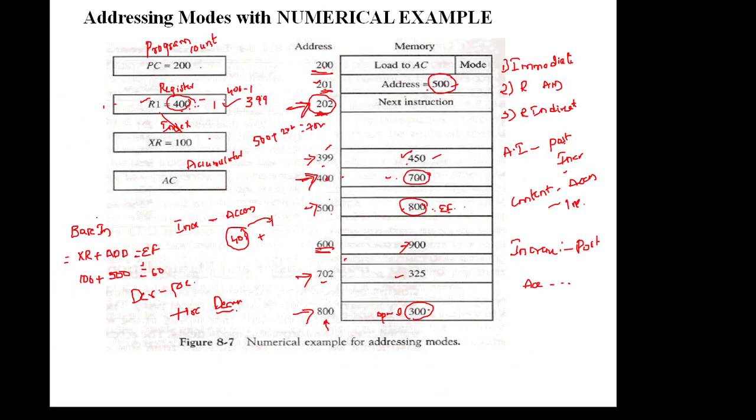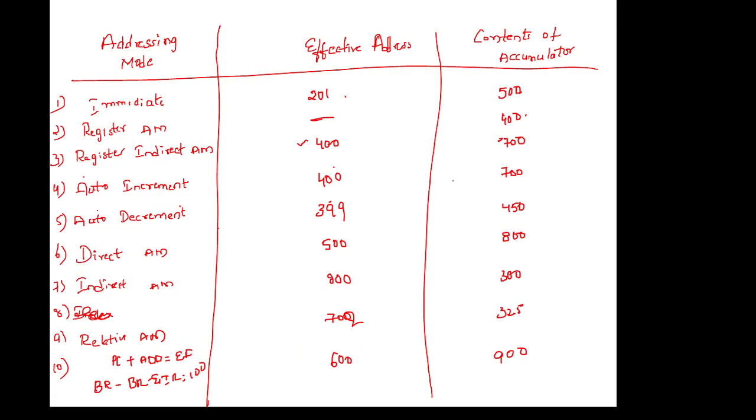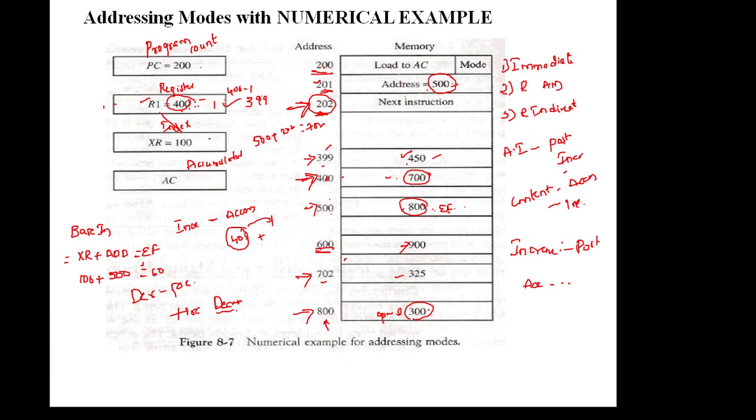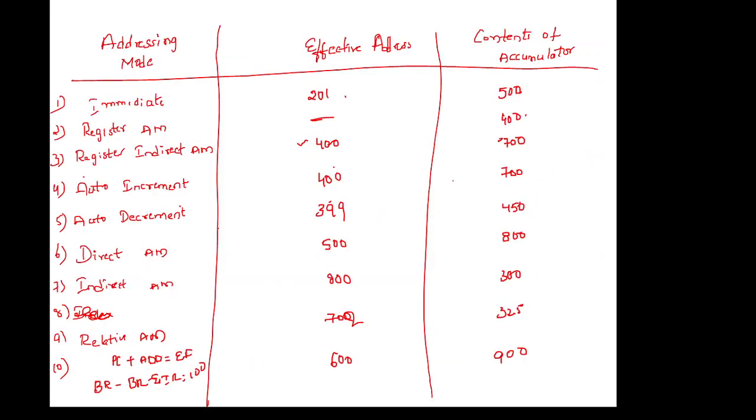And next one is direct addressing mode. So directly we are specifying the address. What is the address part over here? This is the effective address. When we go to that 500, we will get the operand, or that is data. So the effective address is 500 and the contents of the accumulator is 800.